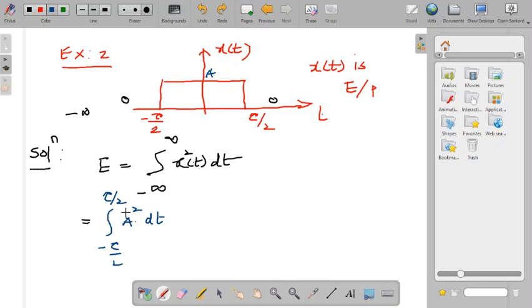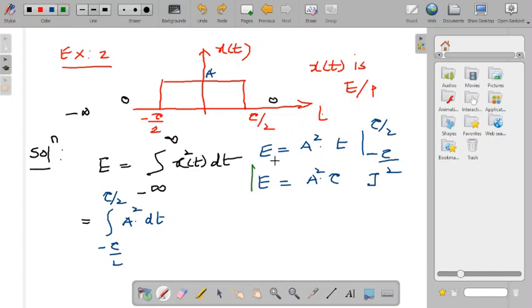So a square is constant, you can take it outside. So energy will be equal to a square, and integration of 1 with respect to dt will be t, and I am putting limits from minus tau by 2 to plus tau by 2. If I put these limits, then my answer will be 2 tau divided by 2, which is nothing but tau. So this is the energy of the signal measured in joules.